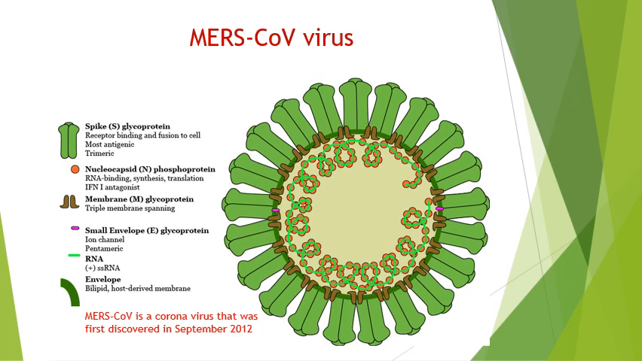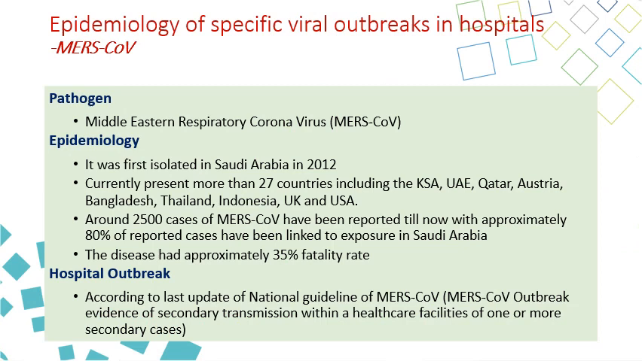It is very similar to COVID, and it started in 2012 in Saudi Arabia. It was called Middle Eastern Respiratory Coronavirus, and it first started in 2012 in Saudi Arabia, then spread to other countries, but 80% of the cases remained in Saudi Arabia, with a smaller number in UAE and other nearby countries. It also spread to 27 countries around the world.